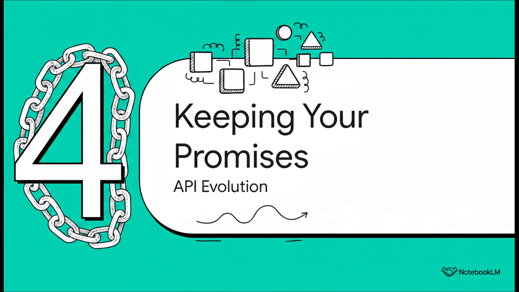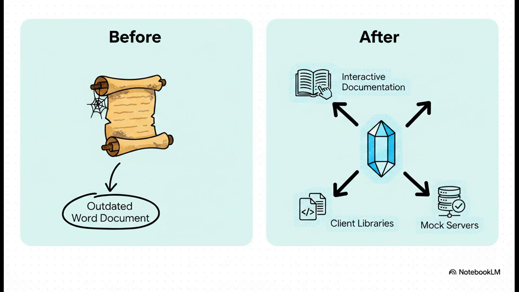It's a long-term relationship. It's about making your API usable and stable for the long haul, so you don't break things for all the people who rely on your service. Come on, we've all seen it. That sad, dusty Word document on a shared drive somewhere that's hopelessly out of date.